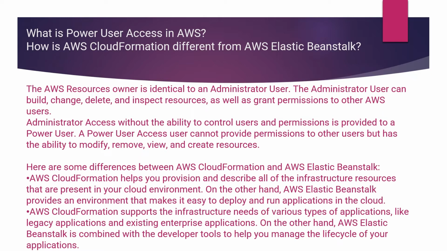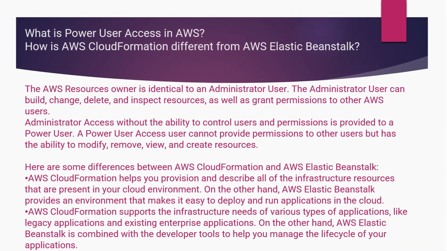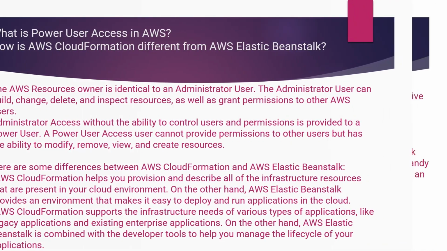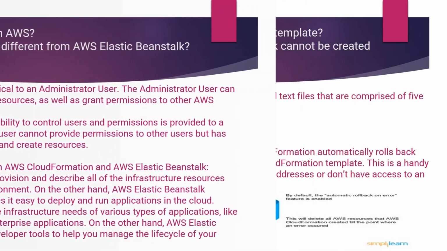52. What is power user access in AWS? The AWS resources owner is identical to an administrator user. The administrator user can build, change, delete, and inspect resources, as well as grant permissions to other AWS users. Administrator access without the ability to control users and permissions is provided to a power user. A power user cannot provide permissions to other users but has the ability to modify, remove, view, and create resources.